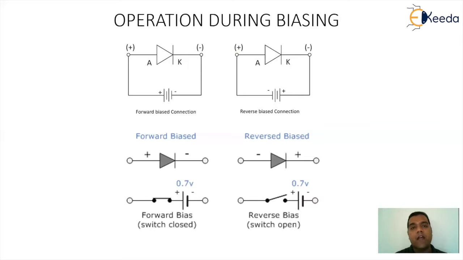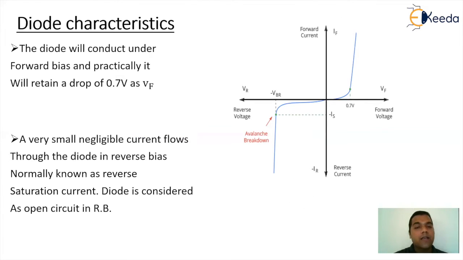In the practical case, the voltage of the diode will be around 0.7. When we look at the equivalent circuitry under forward bias and reverse bias, it is observed that under forward bias it works like a closed switch and maintains a drop of 0.7 volt across it, whereas in reverse bias it will work like an open switch. This can be understood clearly from the characteristics of the diode. When we look at the VI characteristics of the diode, it is IF versus VF, which can also be notified as ID versus VD.